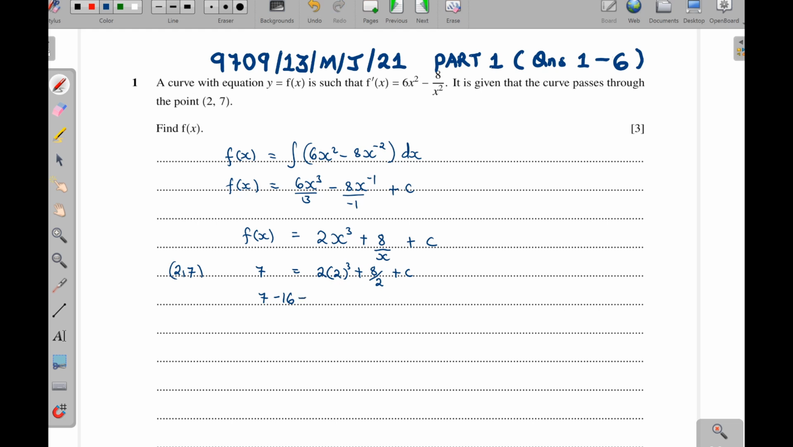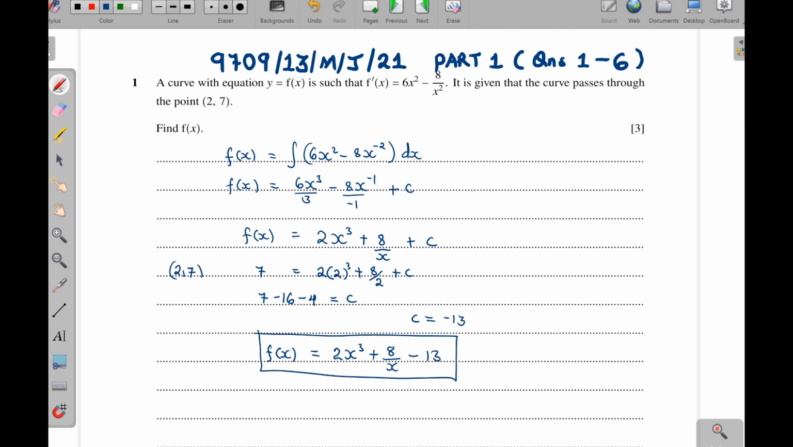So negative 9 minus 4, isn't that one negative 13? So c is equal to negative 13. So this simply implies that the expression for f of x, or the equation of the curve, will be 2x cubed, then plus 8 out of x, and then minus 13.